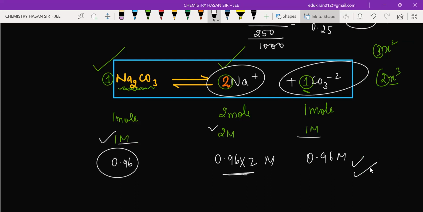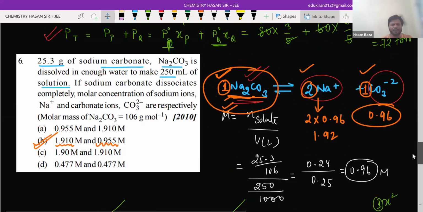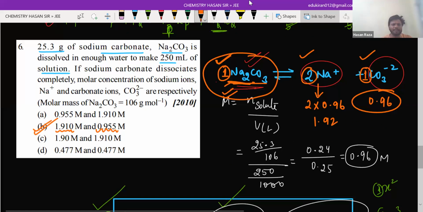Yes. So please do write it. This is the last question for today's session. I'm going to tell you the topic. Sir, can you just scroll up? Yes, yes. Just wait a minute. It's very simple. The molarity of ions are very simple.